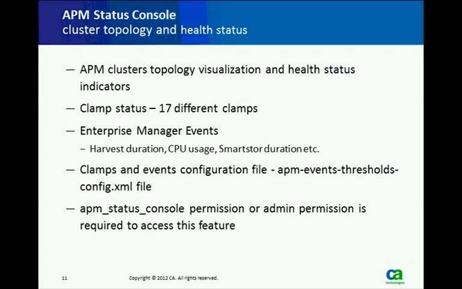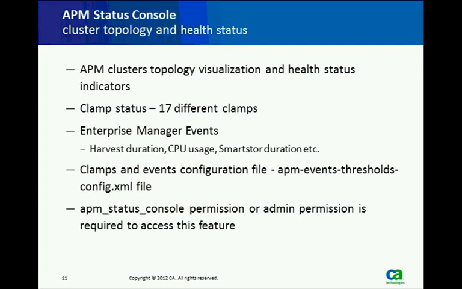And then there are these standard Enterprise Manager events around the hardware duration, the CPU usage of the Enterprise Manager, the Smart Store health and behavior. Those are also available to be configured with certain thresholds, so that as those metrics generate events as they breach those thresholds, you'll also get an indicator of that on the Status Console for the Enterprise Manager. And so all of these clamps and events are available in this APM events threshold config file.